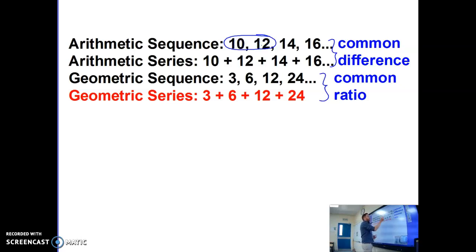12 minus 10 is 2. I could take the next one. 14 minus 12 is 2. 16 minus 14 is 2. For a geometric sequence, take those pairs and we divide this time. So 6 divided by 3 is 2. 12 divided by 6 is 2. 24 divided by 12 is 2. So any pair of adjacent terms in a geometric sequence, divide them and you'll find the common ratio. That's how we find that common ratio.